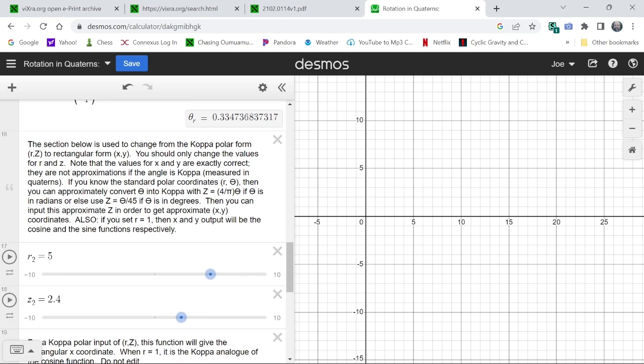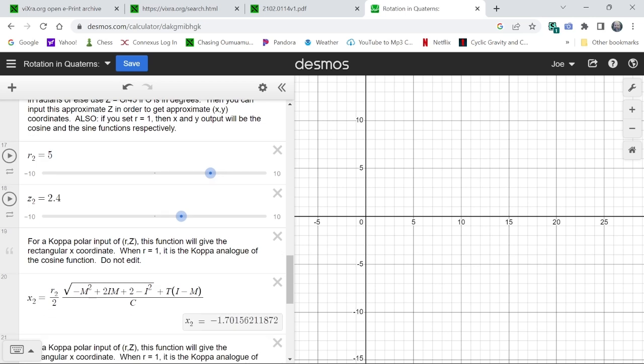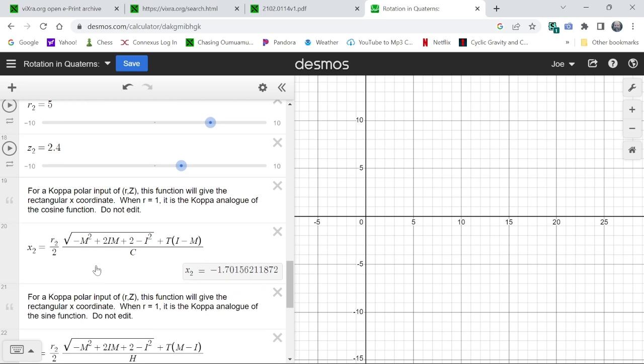Now we can go in the opposite direction here. Let's suppose we want to input polar coordinates, and here I've got the distance from the origin as 5, so that's the r value, and the angle measure in quaterns is 2.4. Now, these are exact values. As long as you stay in quaterns, it's an exact value.